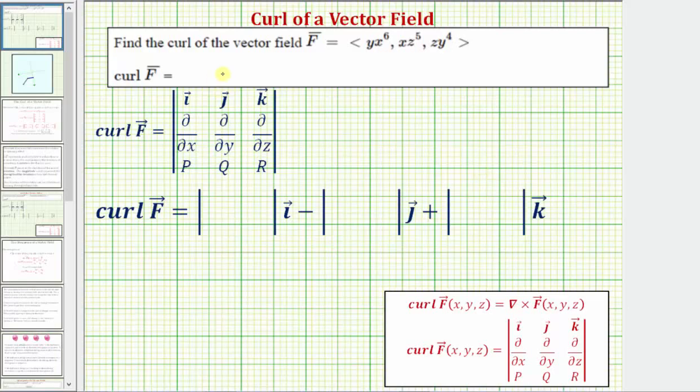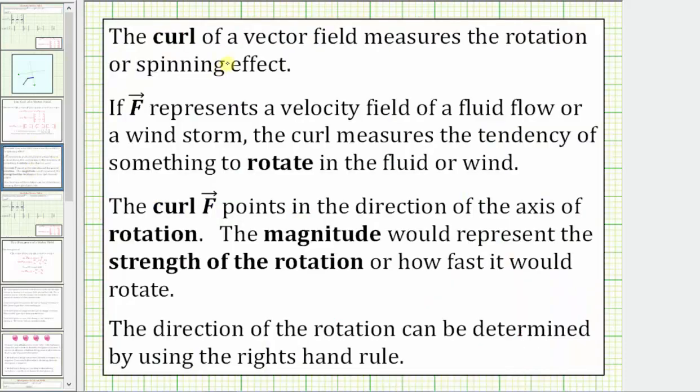We want to find the curl of the given vector field. Before we do this though, let's talk about what the curl of a vector field represents. The curl of a vector field measures the rotation or spinning effect. If the vector field F represents a velocity field of a fluid flow or windstorm, the curl measures a tendency of something to rotate in the fluid or wind.